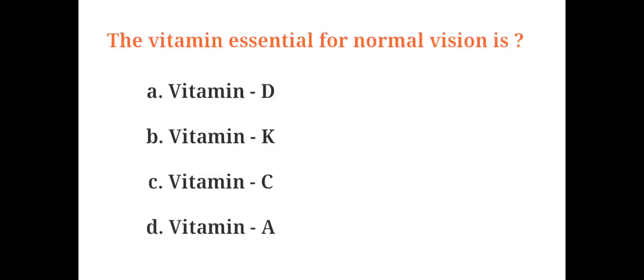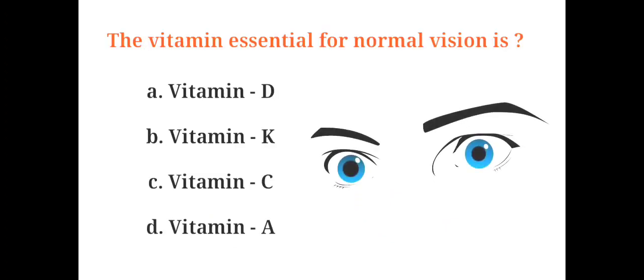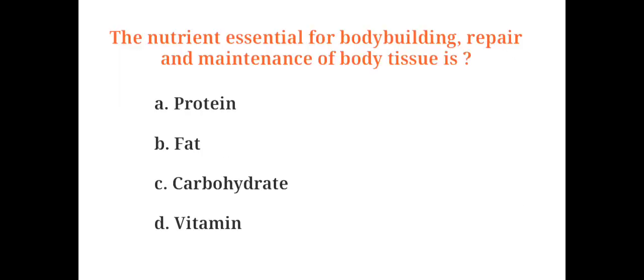The vitamin essential for normal vision is A. Vitamin D, B. Vitamin K, C. Vitamin C, D. Vitamin A. And the correct answer is D. Vitamin A. The nutrient essential for bodybuilding, repair and maintenance of body tissue is A. Protein, B. Fat, C. Carbohydrate, D. Vitamin. And the correct answer is A. Protein.